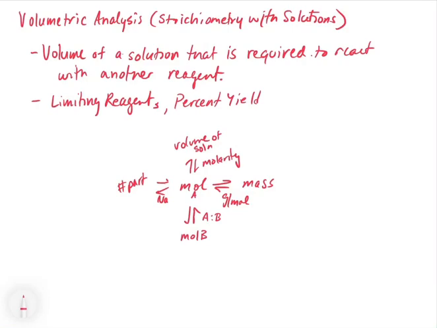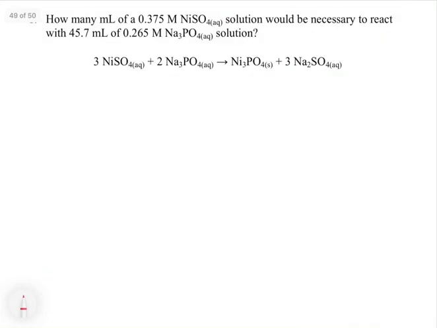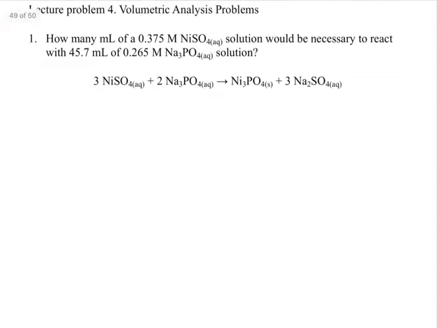So let's take a look at an example problem. In lecture problem 4, it says, how many mL of a 0.375 molar nickel sulfate solution would be necessary to react with 45.7 mL of a 0.265 molar sodium phosphate solution? And we have a balanced reaction. This is what I'm getting at with going from moles of one thing to moles of another. In essence, we have to get to the number of moles of sodium phosphate, because that's what we get information on. This is our starting point.